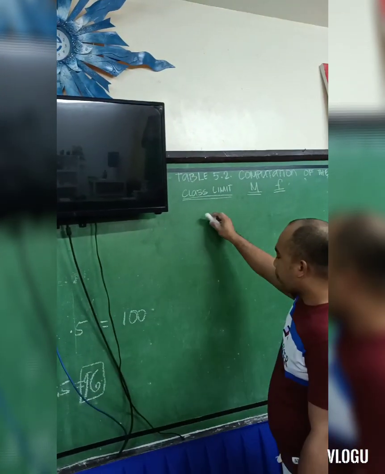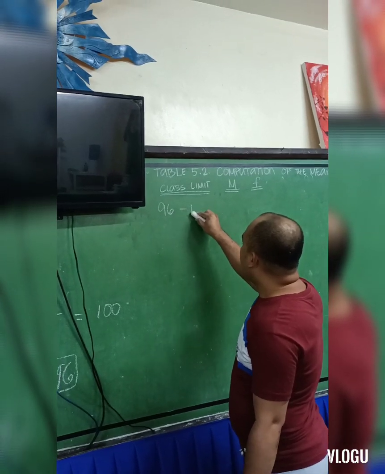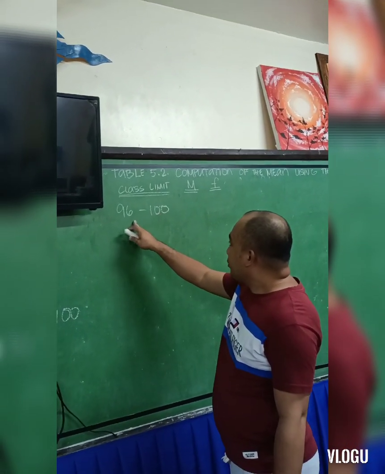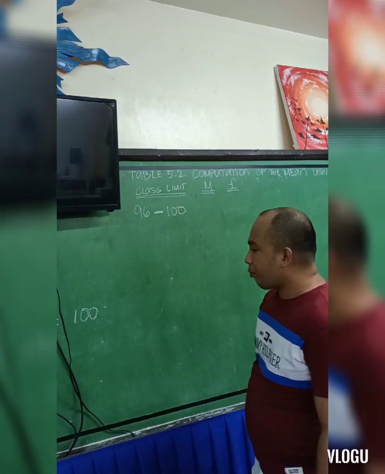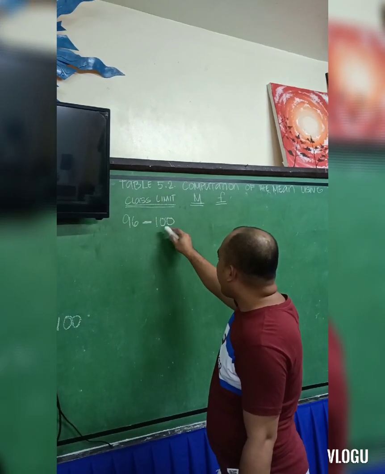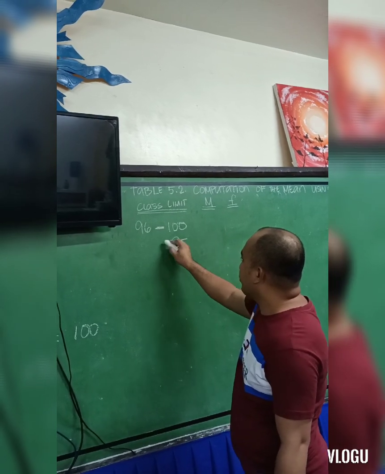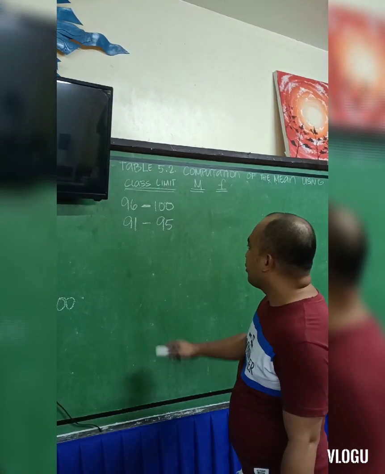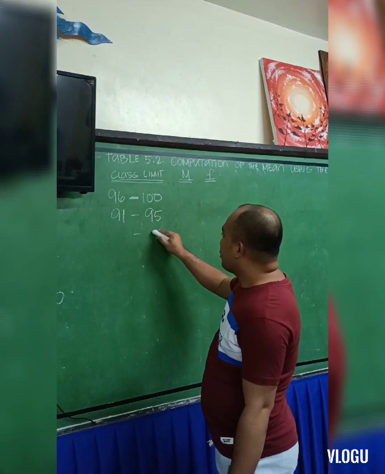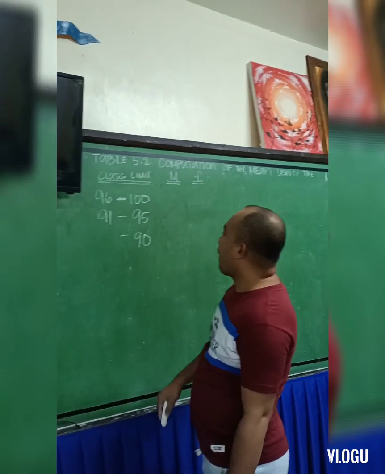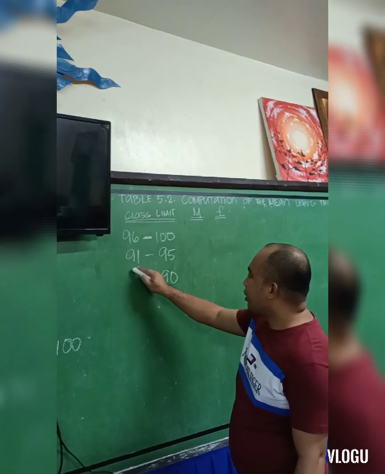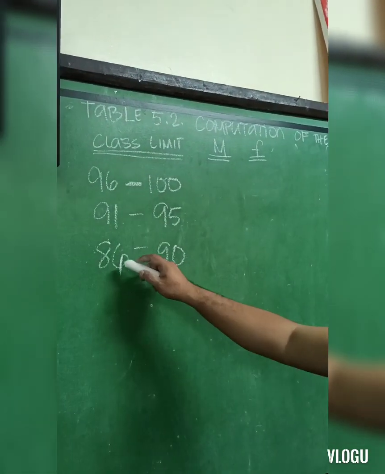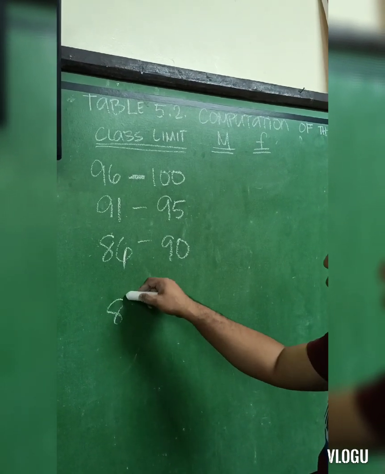So let's put 96 to 100. Next, 100 minus 5 is 95. 96 minus 5 is 91. 95 minus 5 is 90. 91 minus 5 is 86. 86 minus 5 is 81.